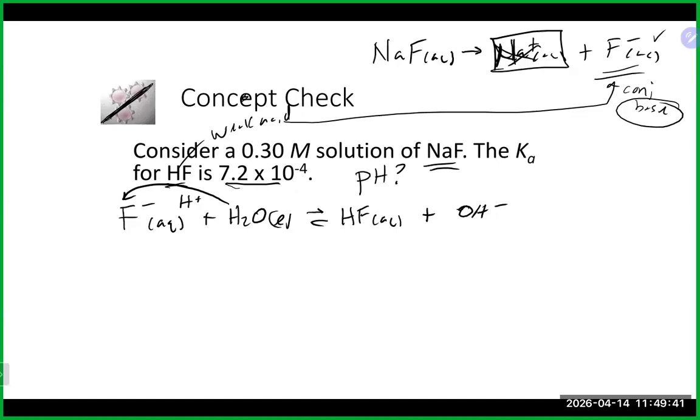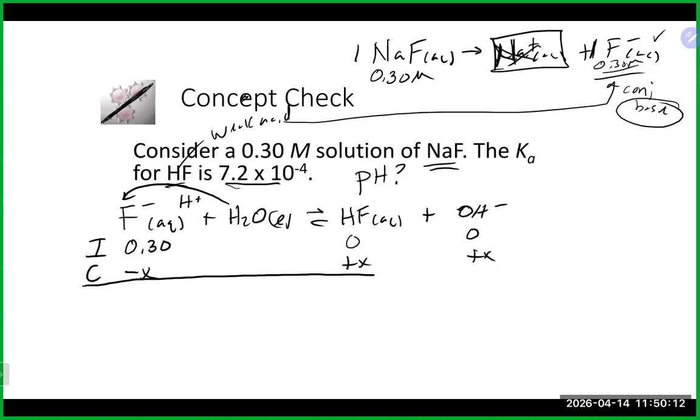Now, here we're going to do an ICE table, and we'll start with the initial concentration of F minus, which is 0.3 molar. I know that because when I look here, it is a 1-to-1 relationship between those two. And that means that this guy's concentration is also 0.3 molar. We're going to do zeros for our others here. Change is going to be minus x, plus x, plus x. At equilibrium here, we should end up with 0.3 minus x, x, and x. Any questions on the ICE table here?